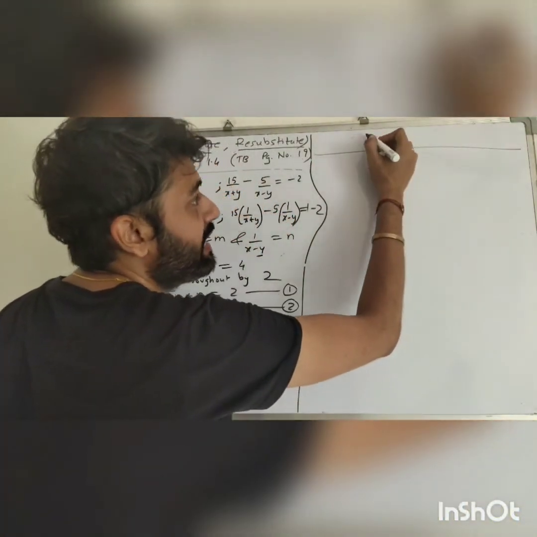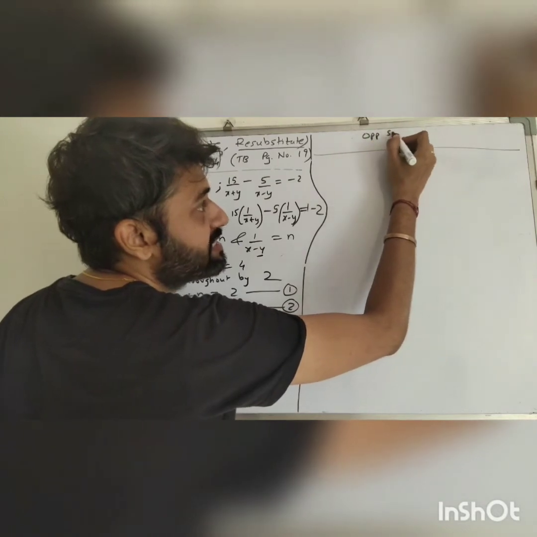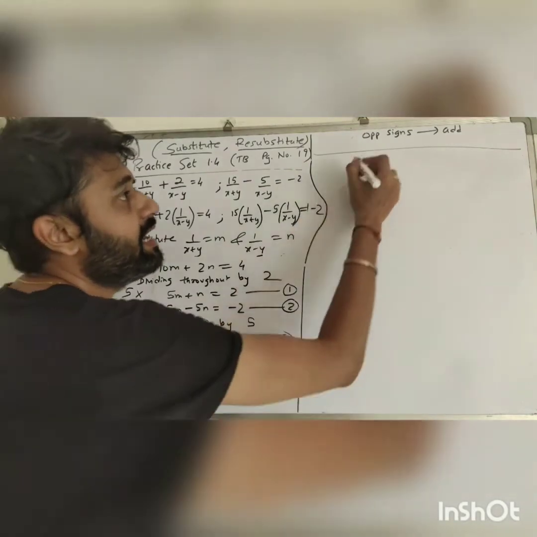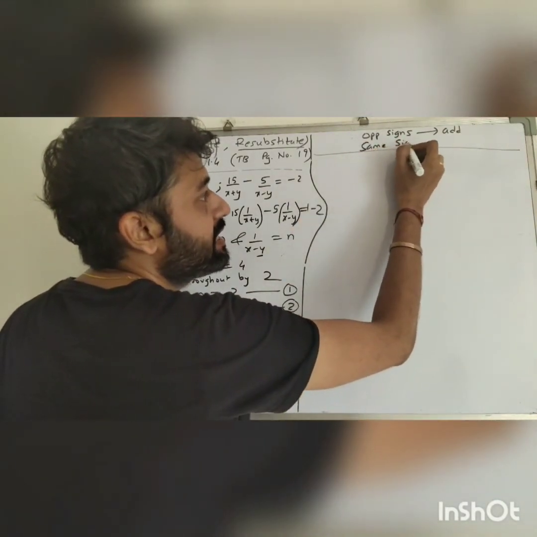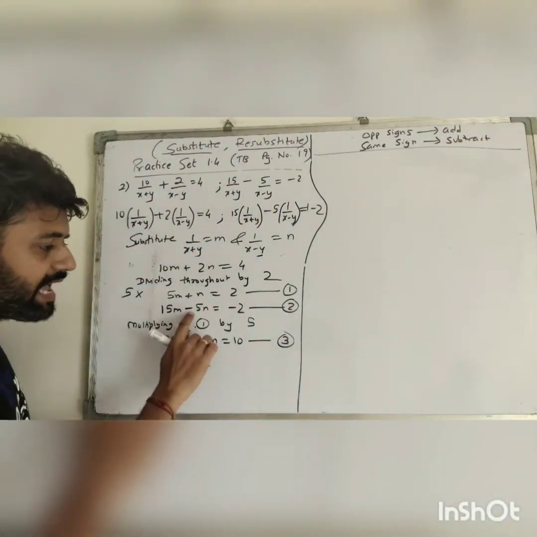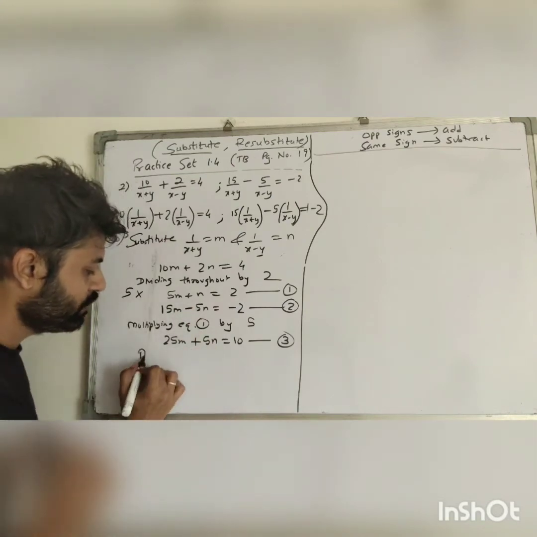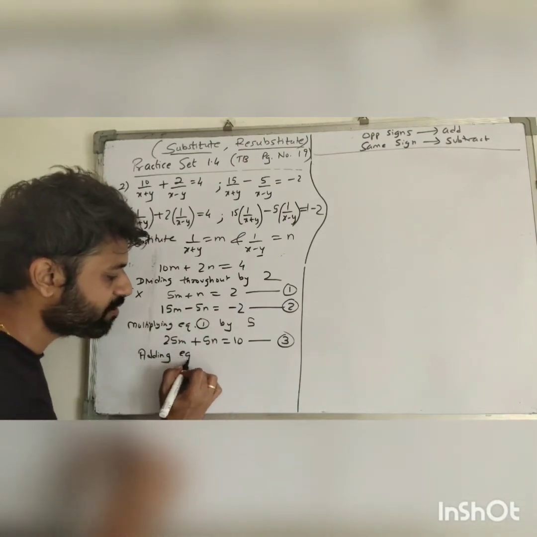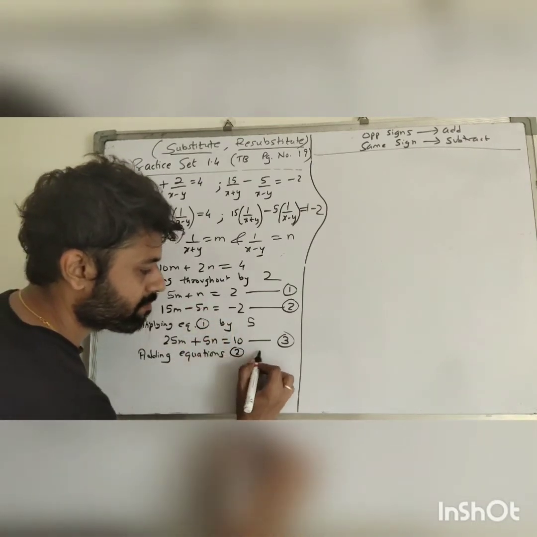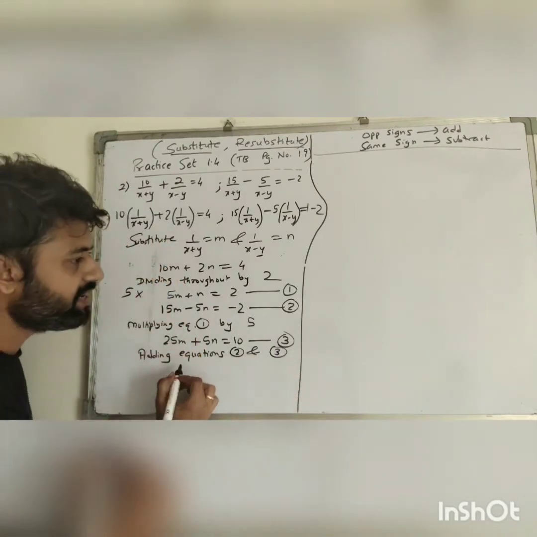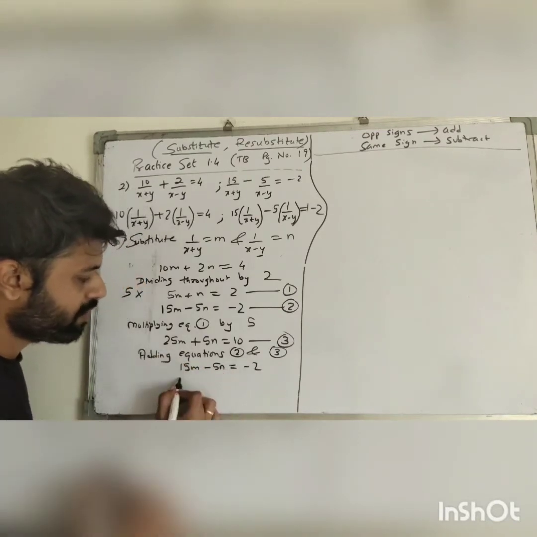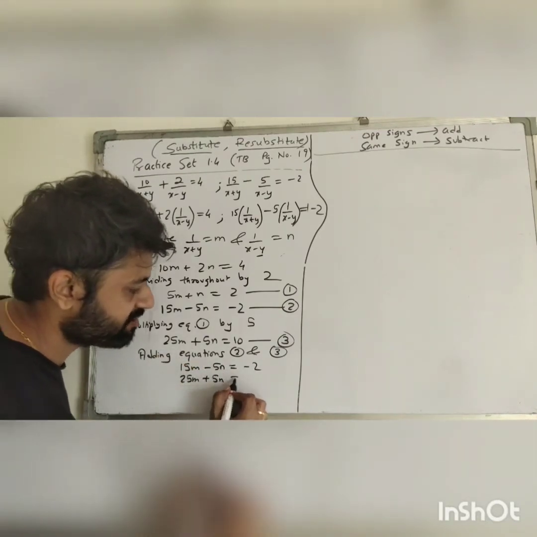Remember, right above the margin, that if they have opposite signs, then you have to always add. Opposite signs add, and if you have the same sign, then remember you have to subtract. Here we have opposite signs. So we are going to add equations 2 and 3. We get 15m minus 5n is equal to minus 2, and 25m plus 5n is equal to 10.